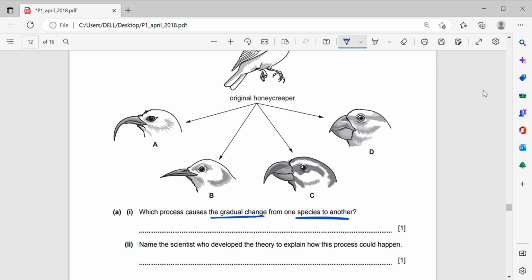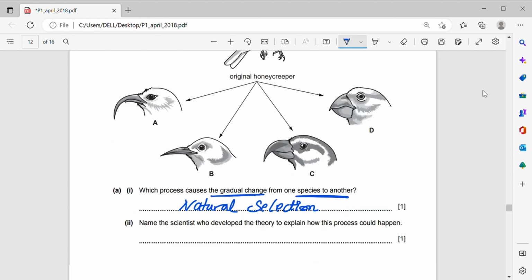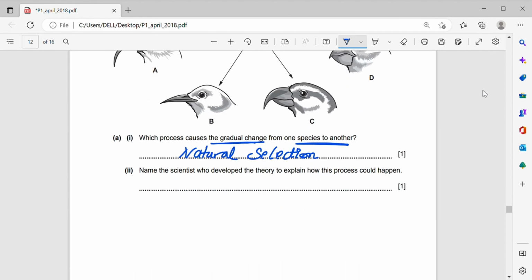Naturally. There is a gradual change that happens naturally. So what's the name of this process? This is called natural selection. So they are being selected naturally. Name the scientist who developed the theory to explain how this process could happen. Whenever we mention natural selection, we recall the name of Darwin or Charles Darwin. If you write Darwin alone, it's correct. If you write both the first and second name, it's okay.